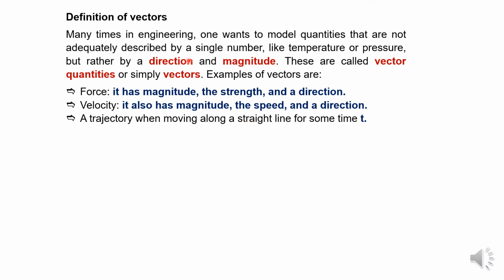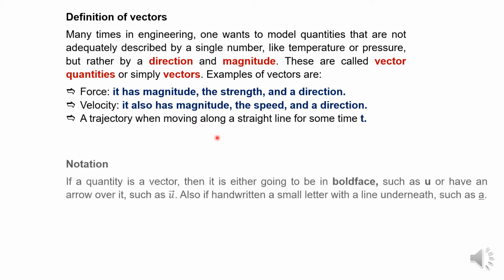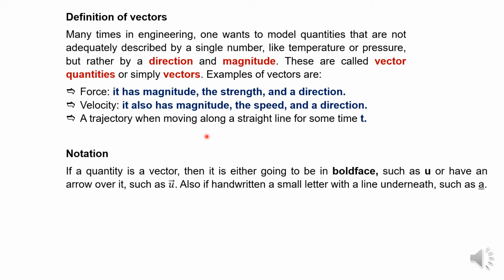So in engineering, we want to model quantities that are not adequately described by a single number, for example, like temperature or pressure, but rather a direction and magnitude. These are called vector quantities, and simply we call them vectors. So force is one, it has got magnitude, the strength, and the direction as well. Velocity is another one. It has got magnitude, speed, and direction. So a trajectory when moving along a straight line for some time t. This is what we refer to when we talk about a vector. Sometimes we talk about a scalar quantity, which is just one.